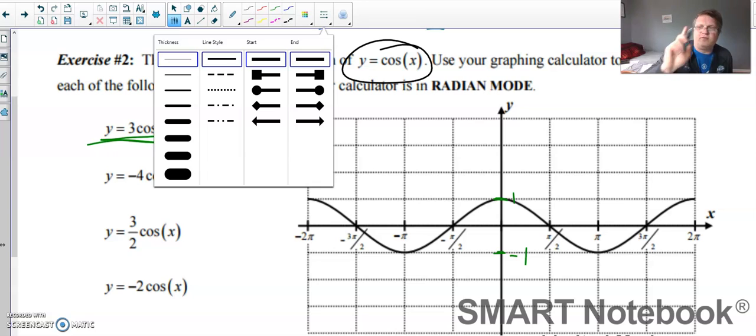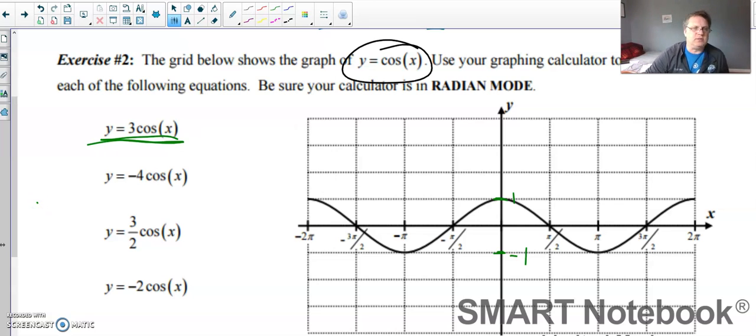Okay, so I'm in green. I don't know how to default the thickness. I wish I could. All right, so here we go. Now, what changes is the amplitude. Everything else stays the same. So that means that the highest and the lowest change.